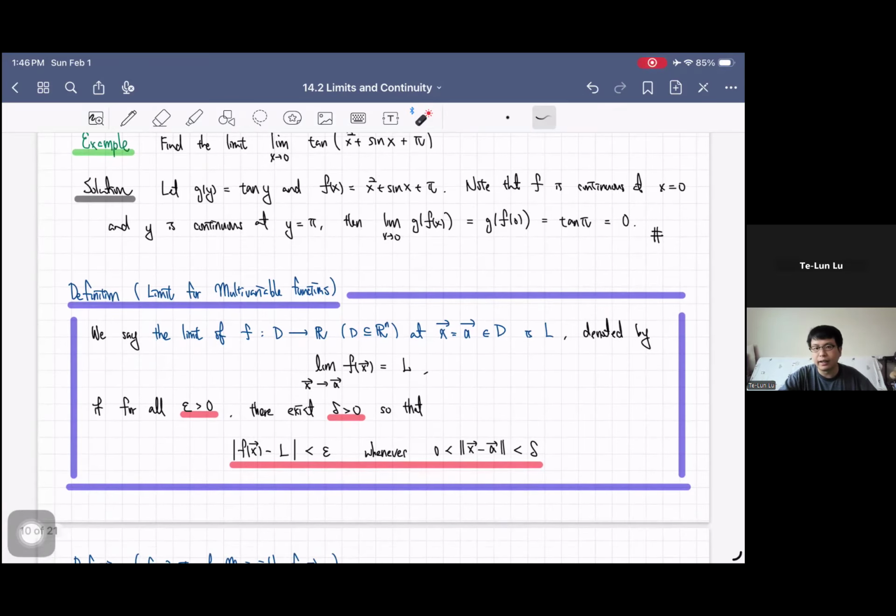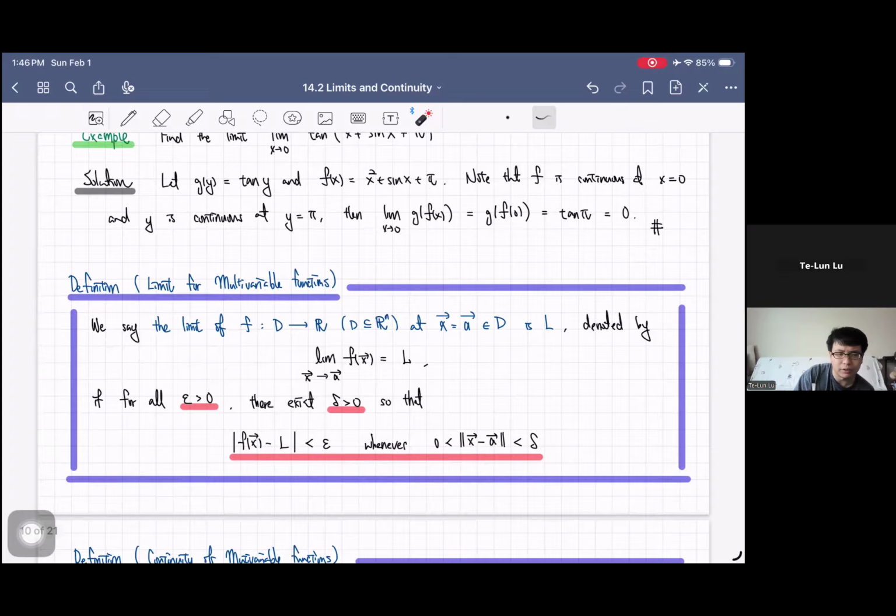So let us first give the definition of the limit of a multivariate function, which is actually quite similar to the single variable function. So, limit of a function f. Let me introduce the notation because I think I haven't used this before. Maybe in section 12.5. No, sorry, in 14.1.